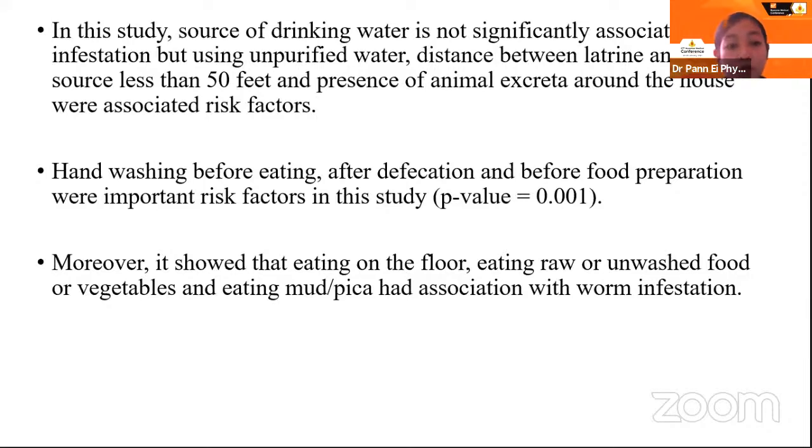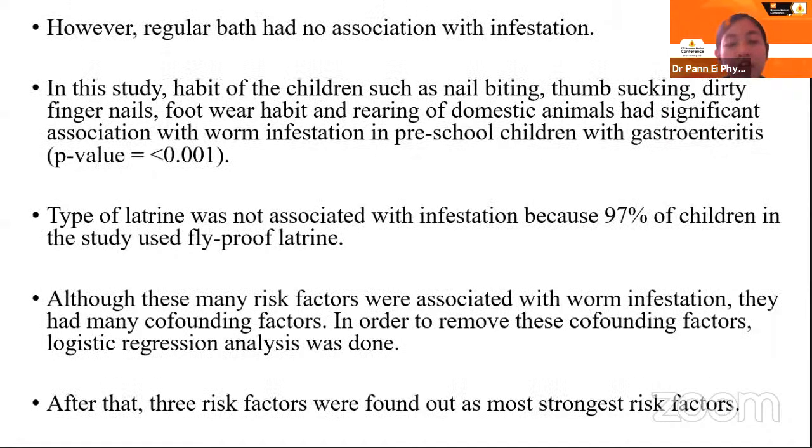Moreover, it showed that eating on the floor, eating raw and unwashed foods or vegetables, and eating mashed and pickled food had association with worm infestation. However, regular bathing was not associated with infestation. In this study, habits of the children such as nail biting, thumb sucking, food habits, and rearing of domestic animals had association with worm infestation. Type of latrine was not associated with infestation because 97% of the population in this study used fly-proof latrines.